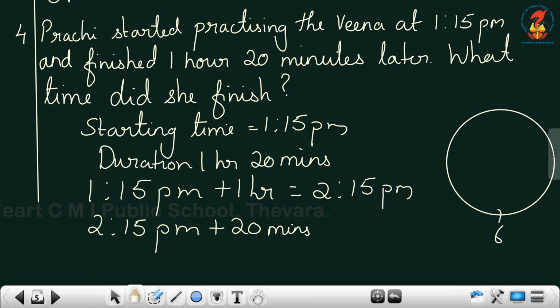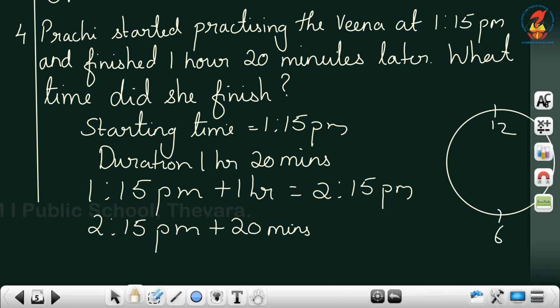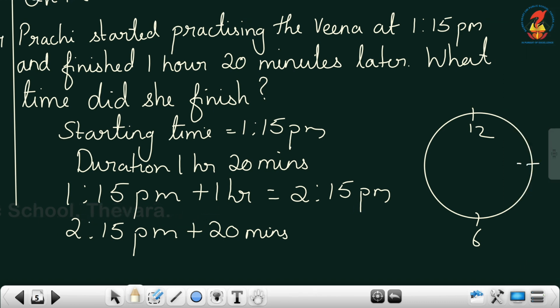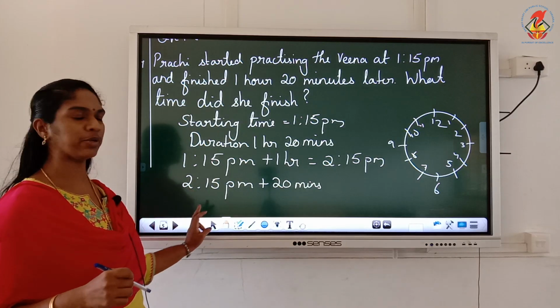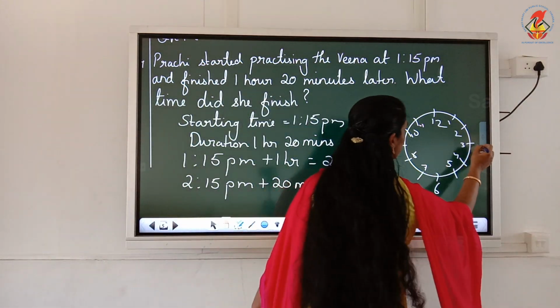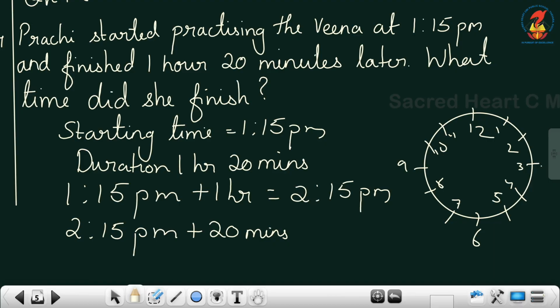So you have 6 here, this is 12, this is 3, this is 9, then you have 1, 2, 3, 4, 5, this is 7, this is 8, this is 10 and this is 11. Now the time is 2:15 p.m. 15 means your minute hand is at 3 now. From there you have to count 20 minutes. So 5, 10, 15, 20. Now your minute hand is coming at 7.